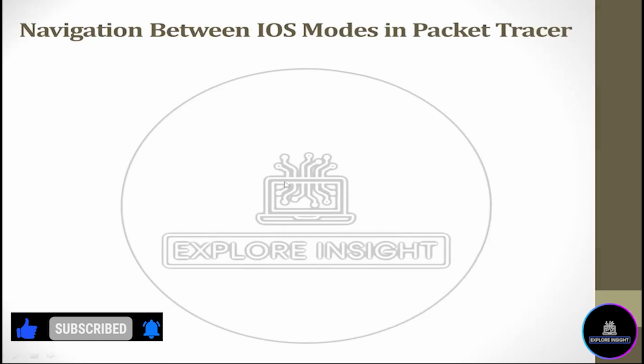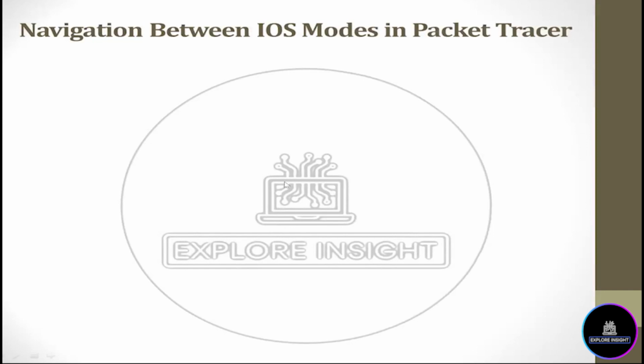Next on my slide, I'd like to talk about navigation between the iOS modes in Cisco Packet Tracer. What this literally means is, how do we move from one mode to another? For instance, how do we move from the user exec mode to the privileged exec mode and back to the user exec mode? This is what I'll cover right now.